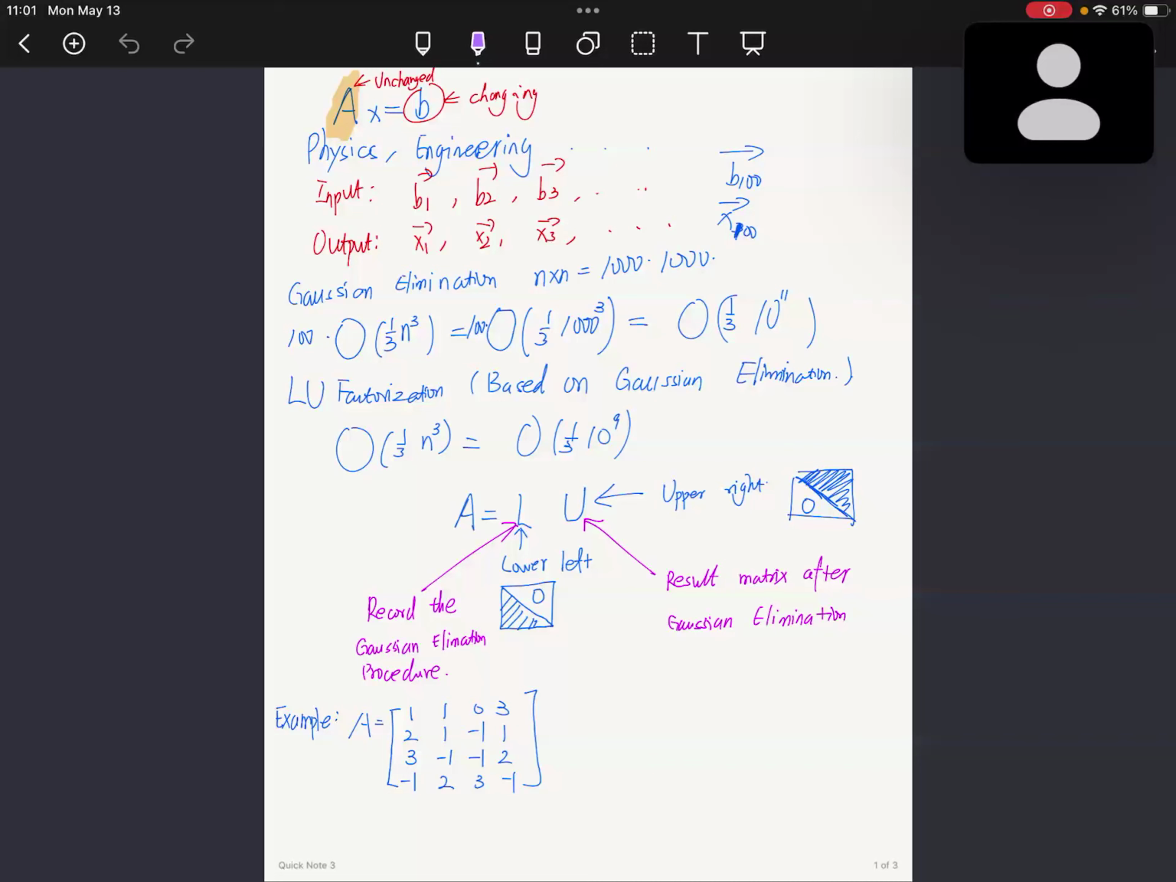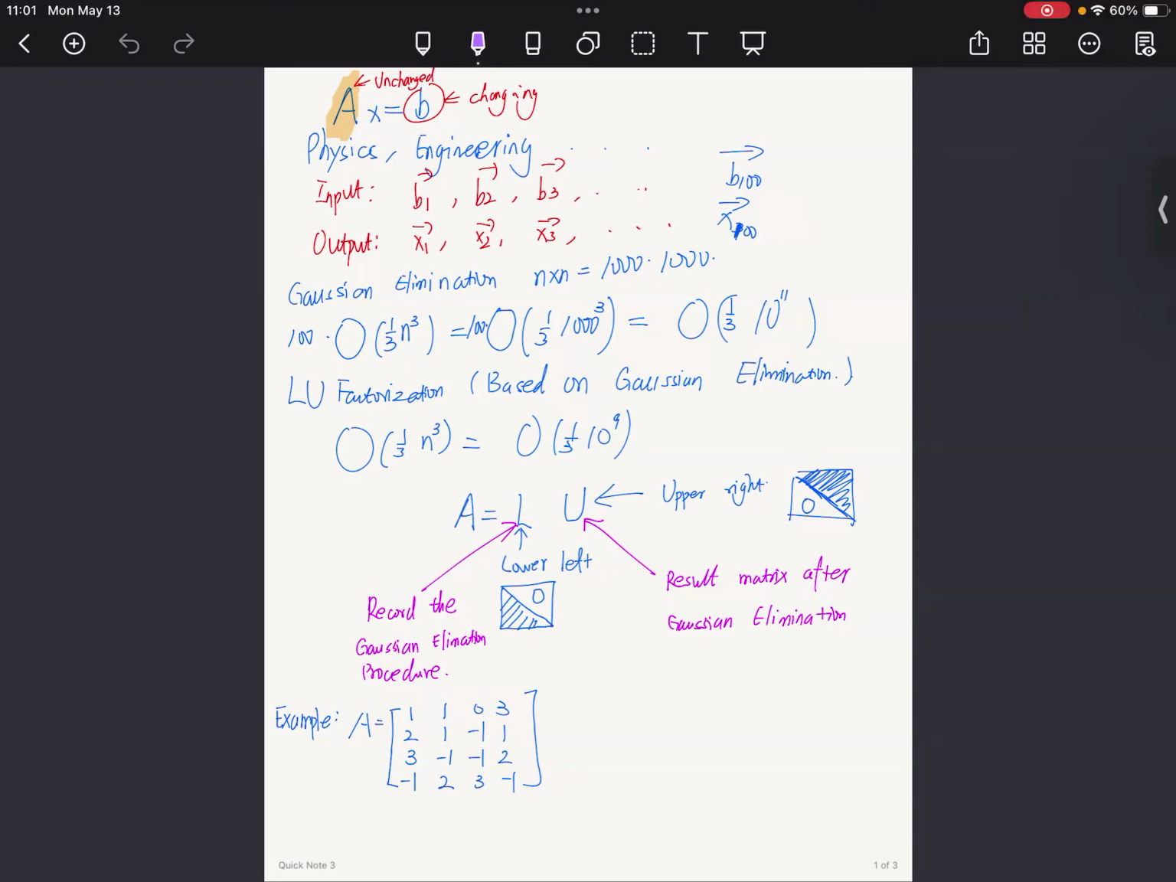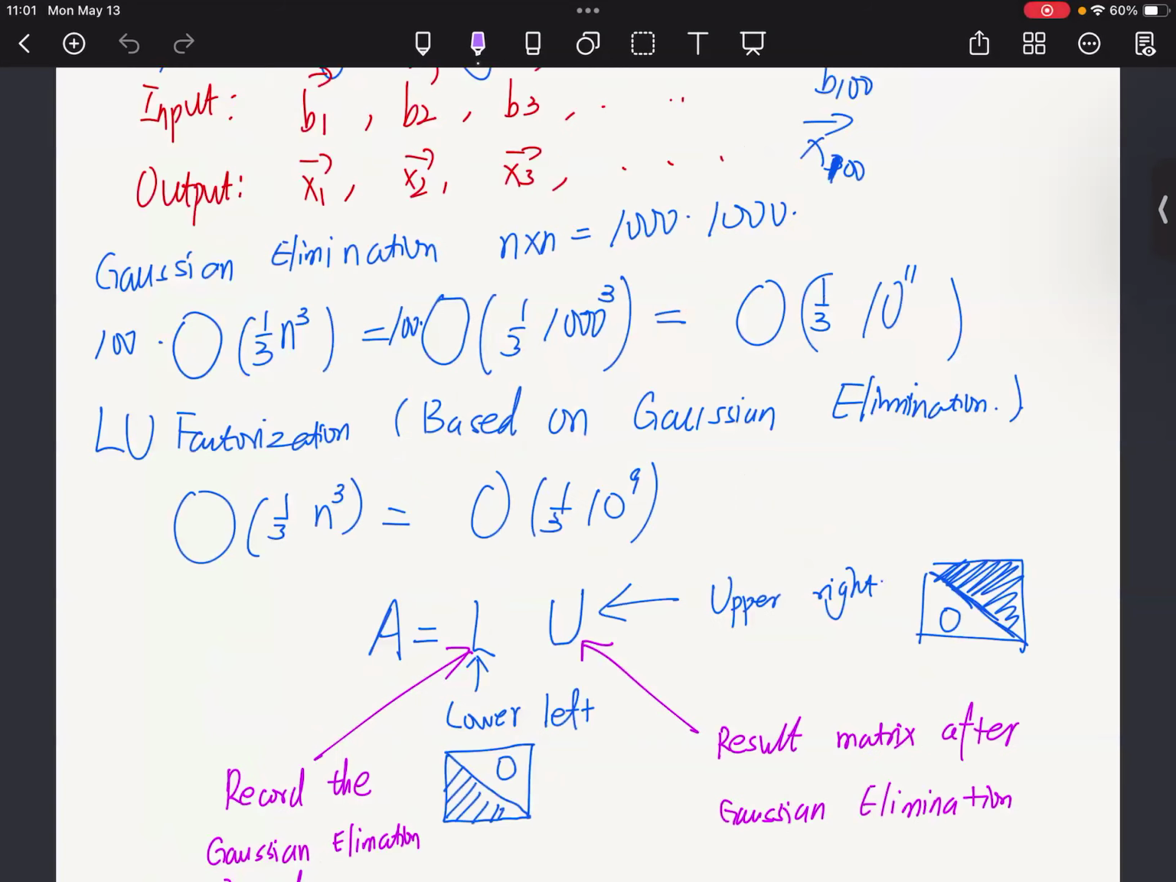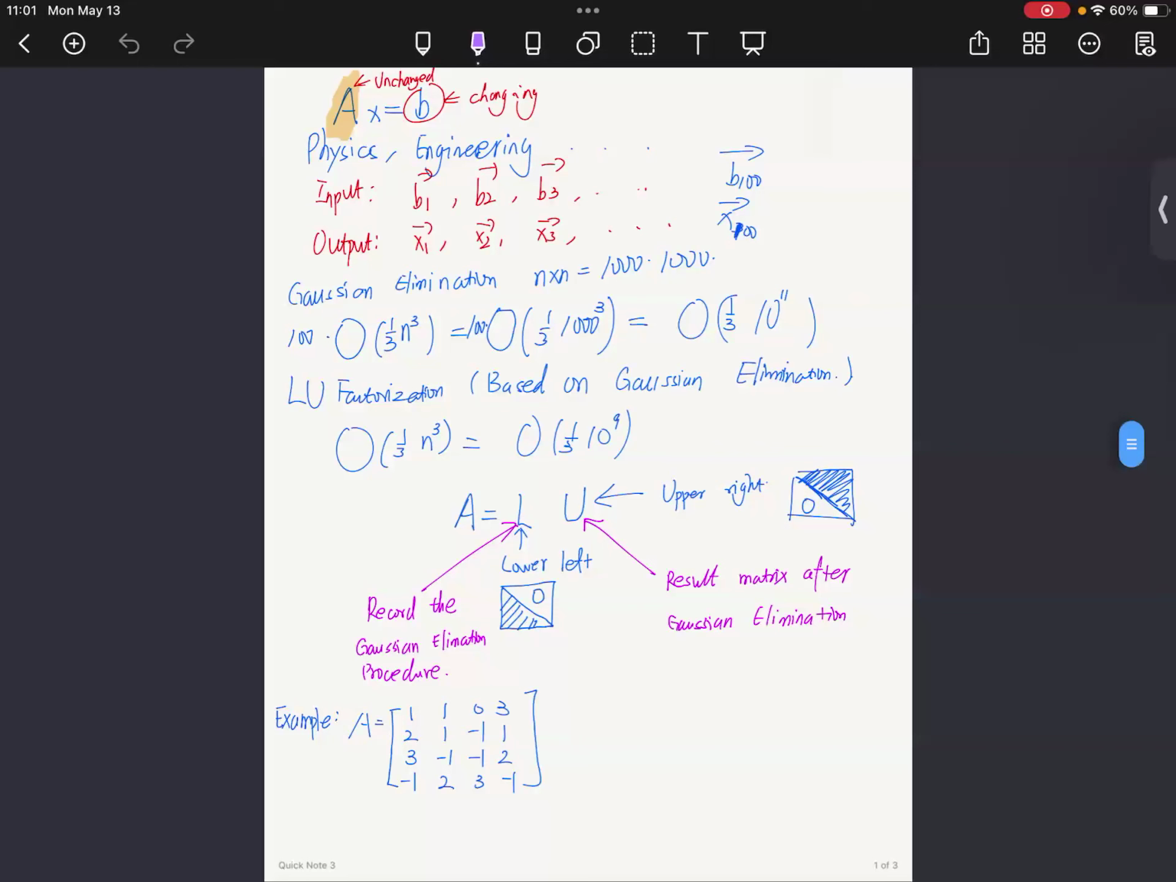Okay, good. Let's get back to our discussions on solving linear systems of equations. As you can see here, we already talked about several methods. The first one is the Gaussian elimination method, and the second one is the LU factorization method.